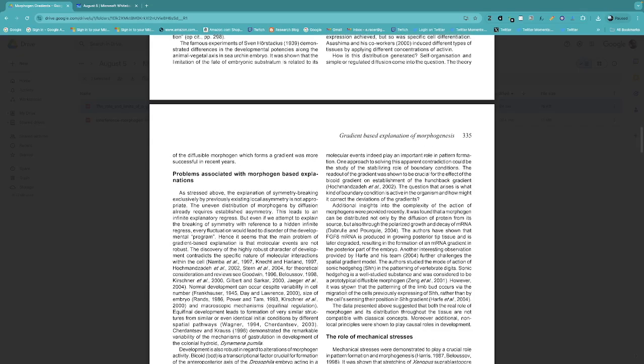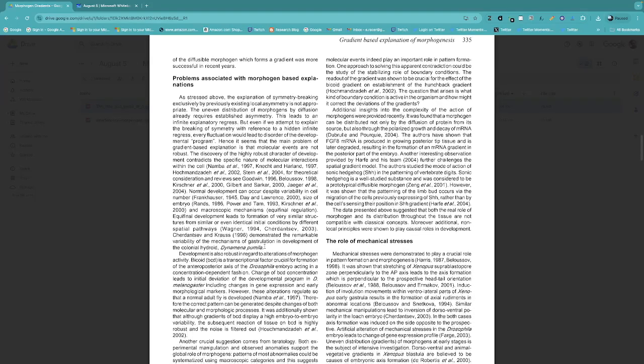Then he talks about the problems associated with morphogen-based explanations. So this is where he talks about morphogen-based explanations and then gets into the problems. As stressed above, the explanation of symmetry breaking exclusively by previously existing local asymmetry is not appropriate. So this is where we have these potential mechanisms. This idea of sequential symmetry breaking is not appropriate, and we need to think about some of the reasons why that is.